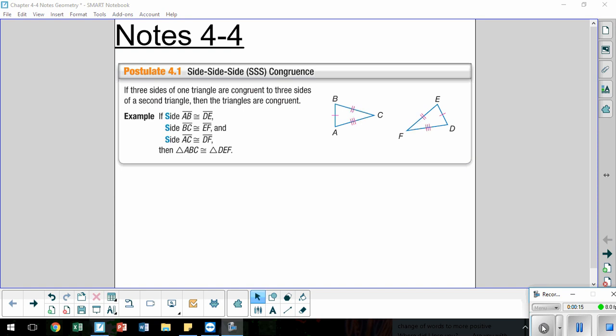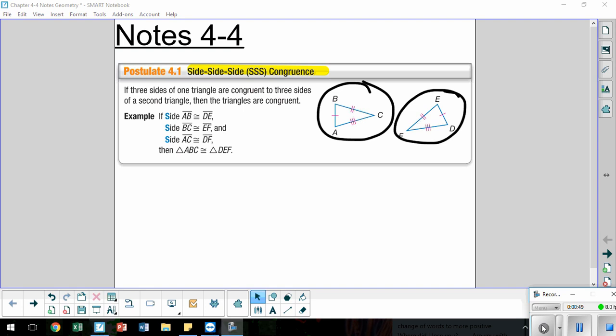So here we go. Notes for 4-4. You have three sides of one triangle. So here's your one triangle. If those three sides are congruent to three sides of another triangle, then the triangles are congruent. So for this postulate, we are going to be calling it side, side, side. And for the three-column page, because that's what you're getting into now, you're going to use this SSS. It's totally fine. You don't have to write the side, side, side congruent. Just write SSS.